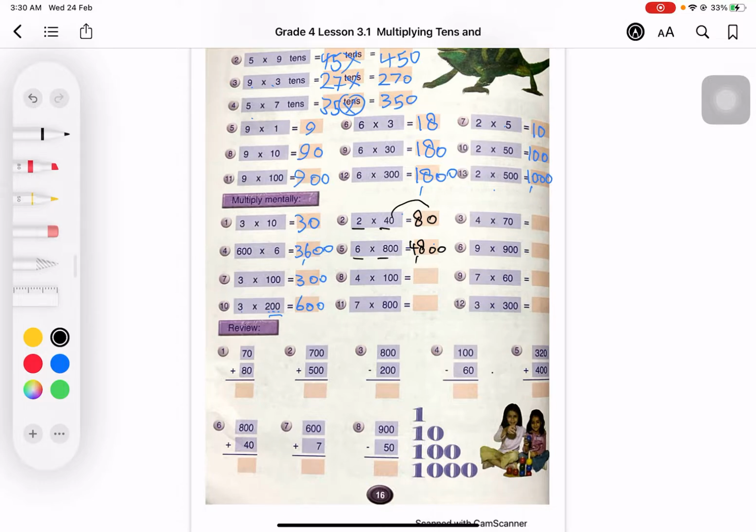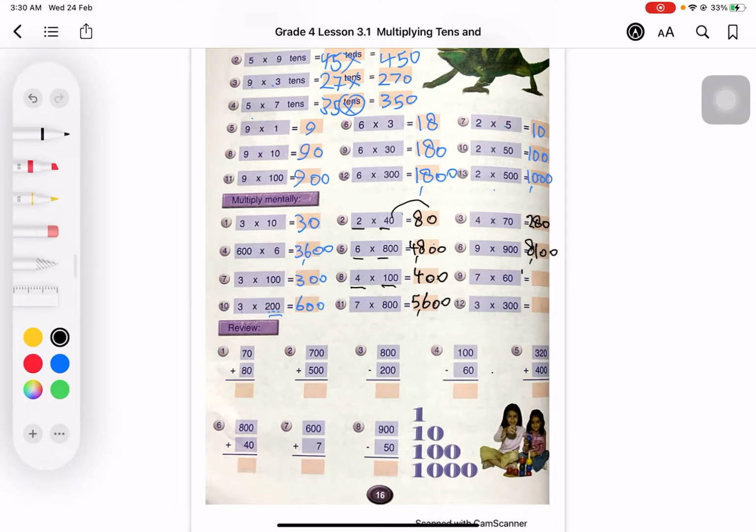We call the 4 factor, we call the 100 factor. And the answer I am writing here, we call it product. 4 by 1, 4 with 2 zeros. 7 by 8, 56 with 2 zeros. Put comma. Now, 4 by 7, it's 28, put 1 zero. So 280. 81 for the basic fact and with 2 zeros. So the product is 8,100.